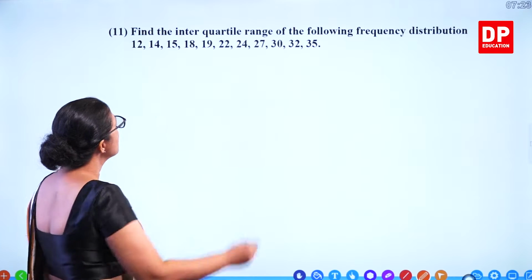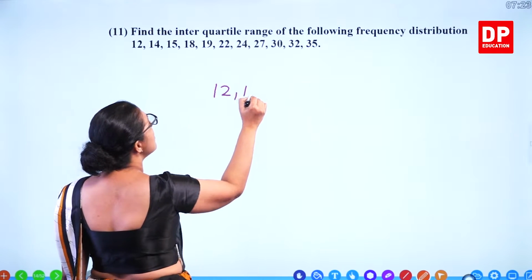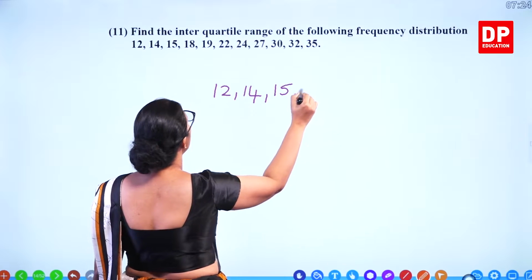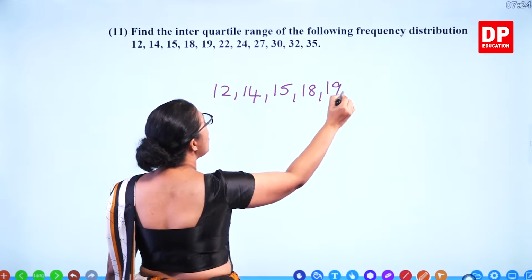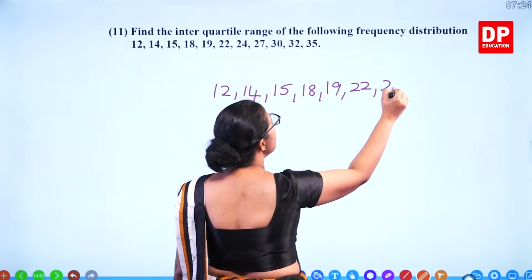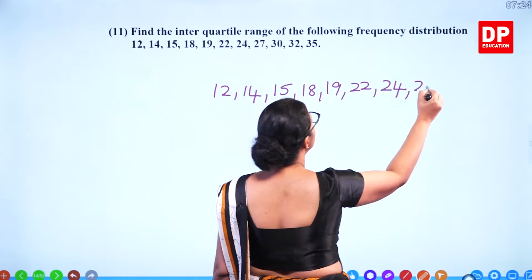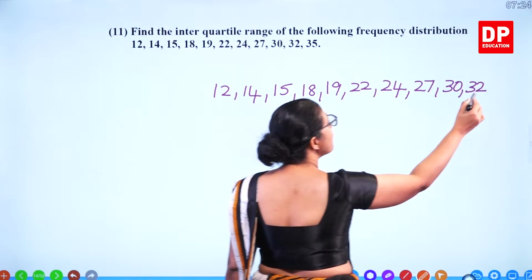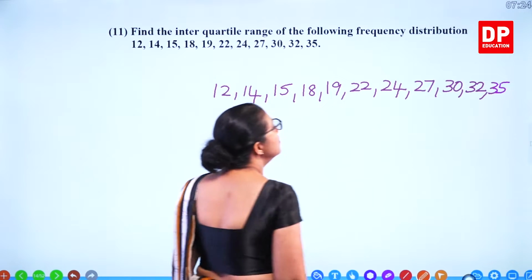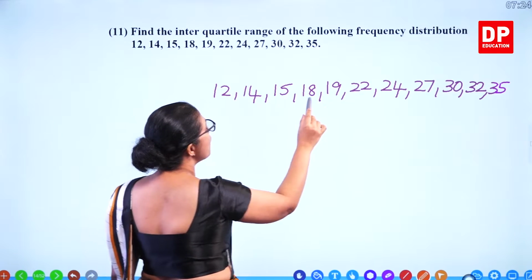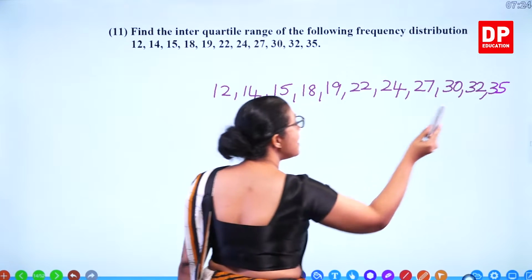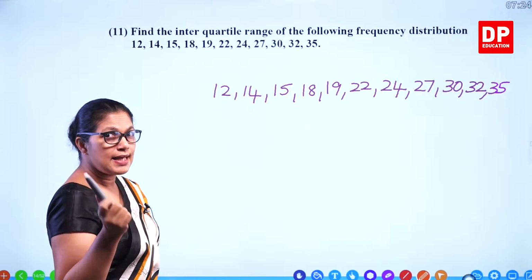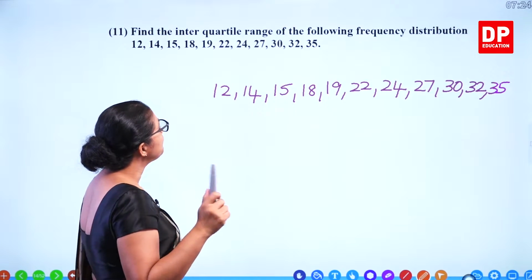Question number 11. Find the interquartile range of the following frequency distribution. So you have given a data set. How many are there? Count and see. All these in ascending order. And 35. 1, 2, 3, 4, 5, 6, 7, 8, 9, 10, 11. Odd number of data points. That means one middle number.